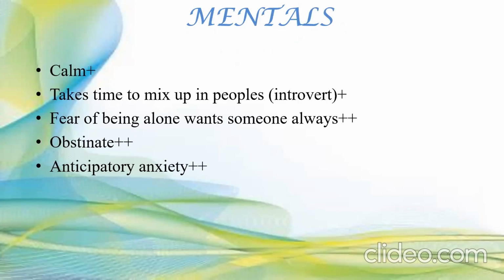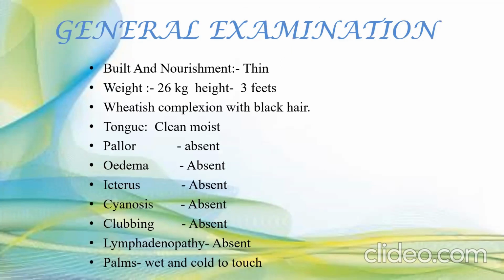Mentals: she is calm, takes time to mix up with people, so she is introvert. Fear of being alone, wants someone always. She is very obstinate and has anticipatory anxiety. All things are normal.